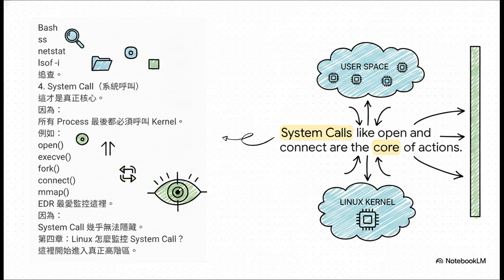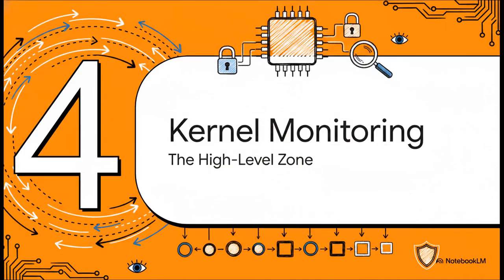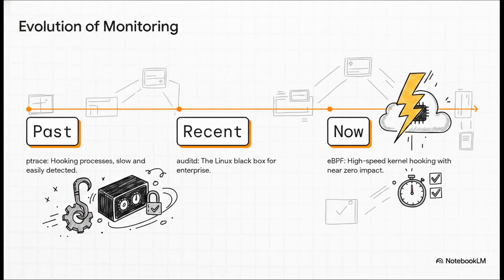Because system calls are the absolute choke point between user space and the kernel, they are practically impossible to hide, and this is exactly what top-tier EDRs are watching. Moving right along to Section 4, Evolution of Kernel Monitoring, the High-Level Zone. Because system calls are the ultimate source of truth, the history of cybersecurity is basically the history of figuring out how to watch them efficiently, and we've evolved a lot over the years.